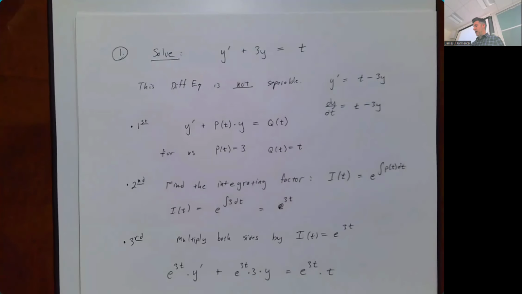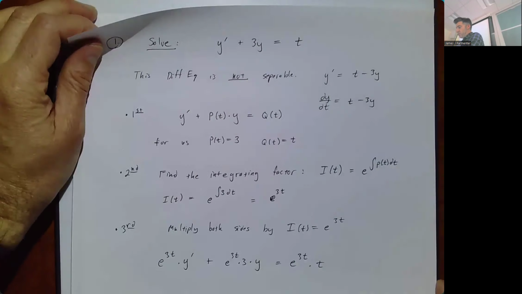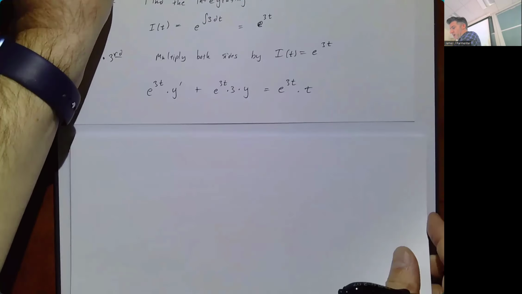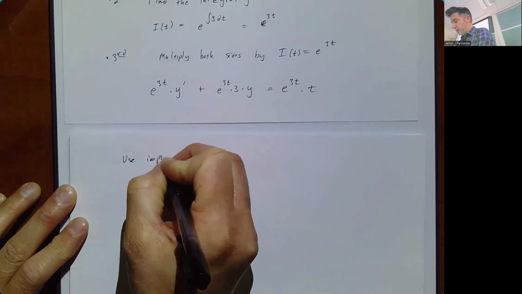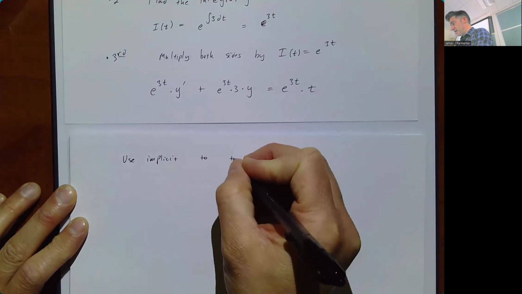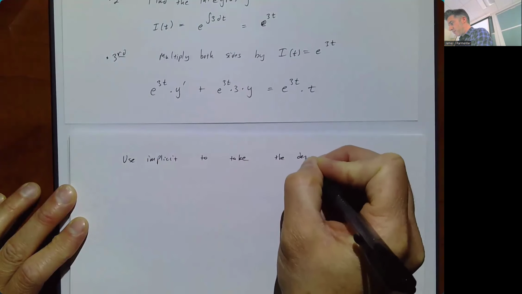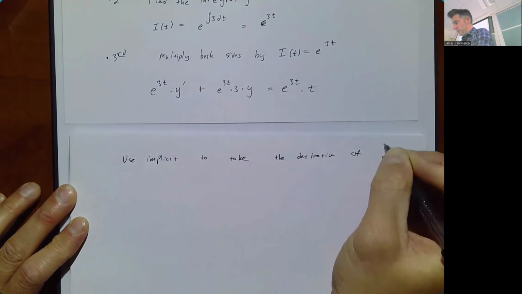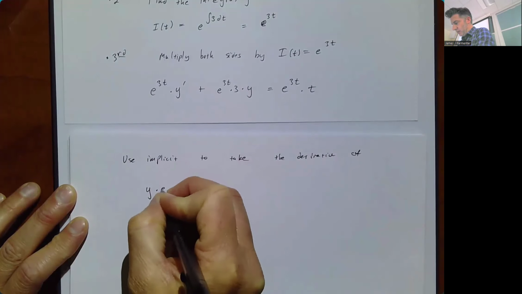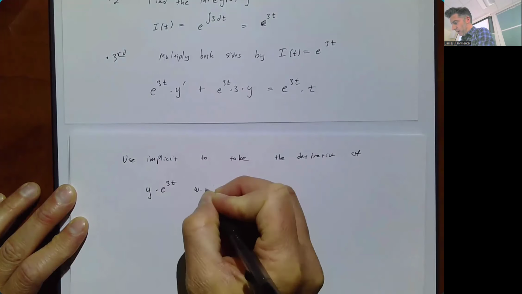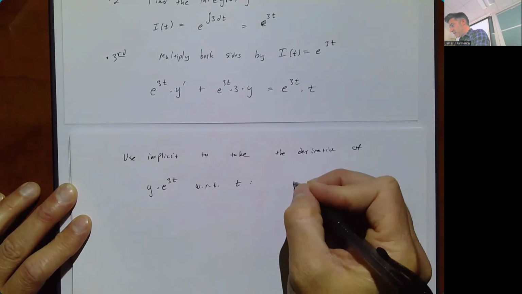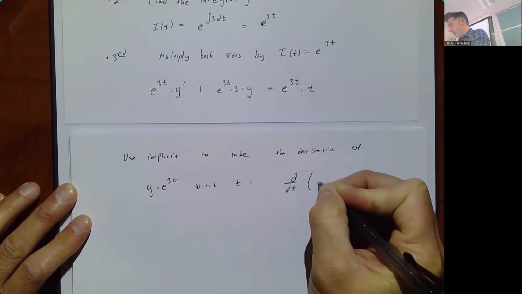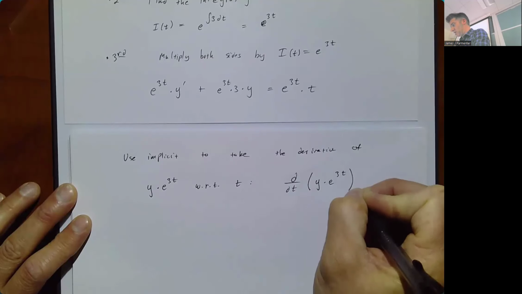And probably the easiest way of doing this next part is just going to be having you do it. So here's what I want you all to do. For this next part, before we get to the fourth step, we're going to take a quick journey. I want you all to use implicit differentiation one more time to take the derivative of y times e to the 3t with respect to the variable t. So in other words, you're going to find the derivative of y times e to the 3t, and yes, you need to use the product rule.